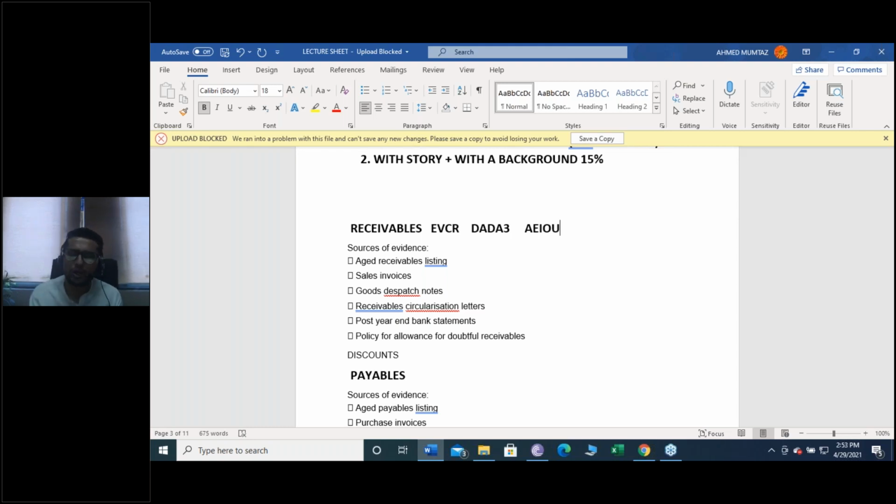Observation. Let's ignore observation. Have you used U, recalculation? Yes, you ask the management, give me the breakdown of all the receivable balances. I would like to add them up and make sure that there is no arithmetical mistake. You can even recalculate the allowance for the doubtful debts through the assumptions used by the client. So you can always use U as well, recalculate.